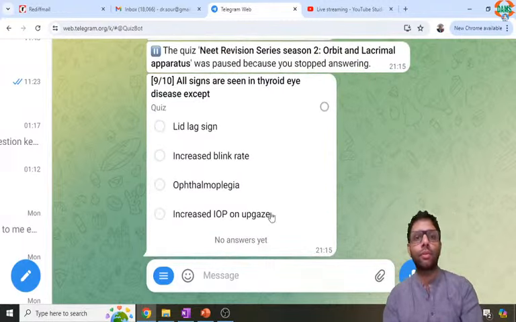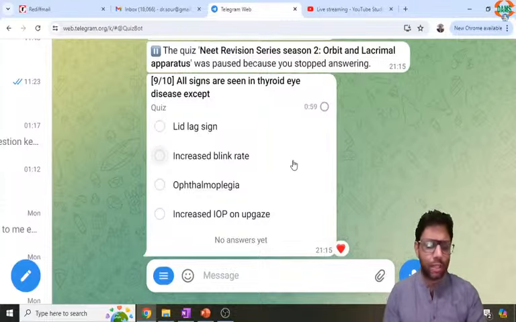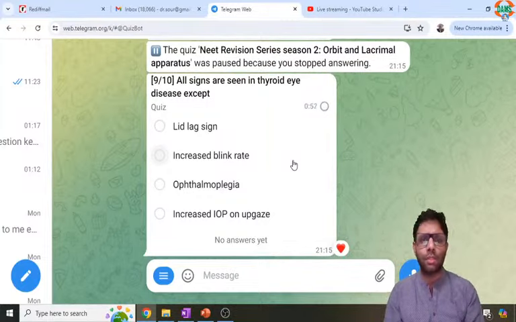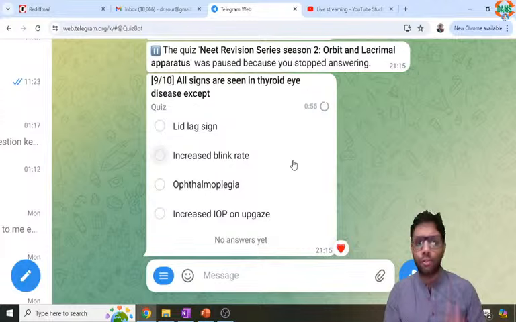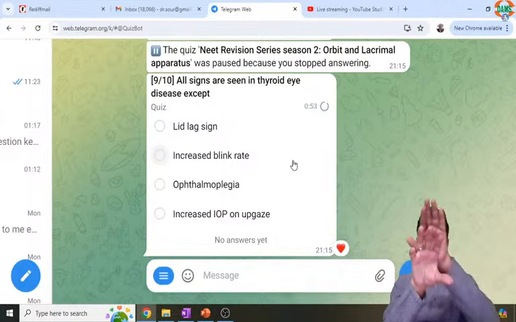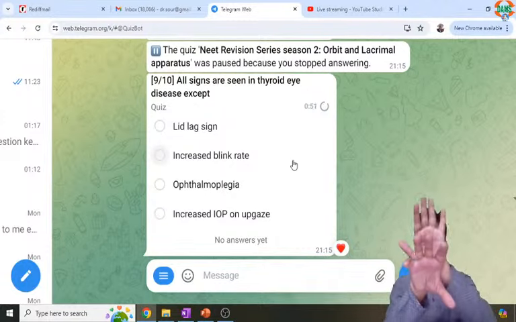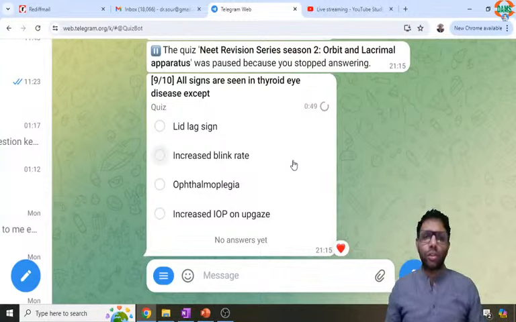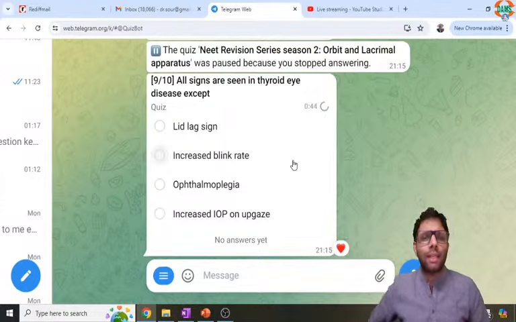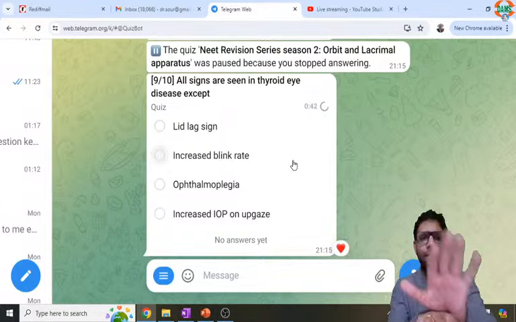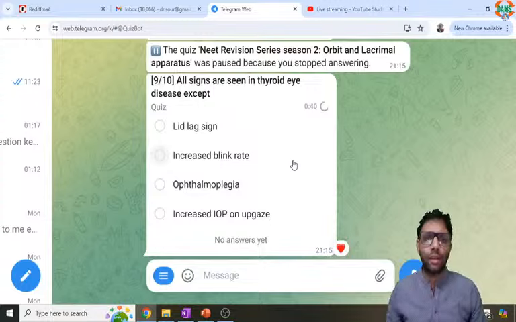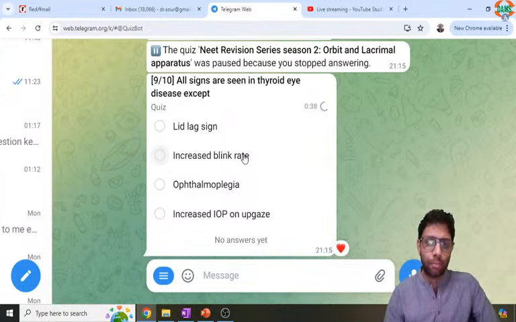Okay, the 9th question. All of the signs of thyroid eye disease are true except. Thyroid is the most common cause of unilateral and bilateral proptosis. That's why the word exophthalmos is reserved for thyroid. This is the eyeball, this is the eyelid. If the eyeball is coming out, eyelids are retracted. Now there's a controversy in surgery. They say most common sign is eyelid retraction. That is Dalrymple's eyelid retraction. There is decreased blink rate, not increased blink rate.